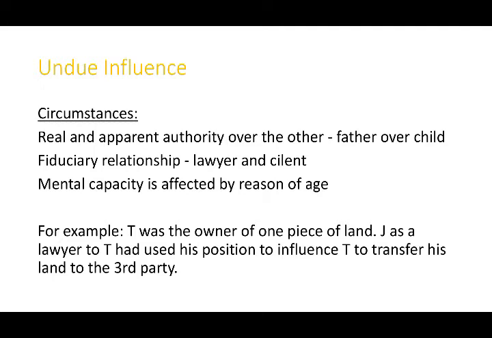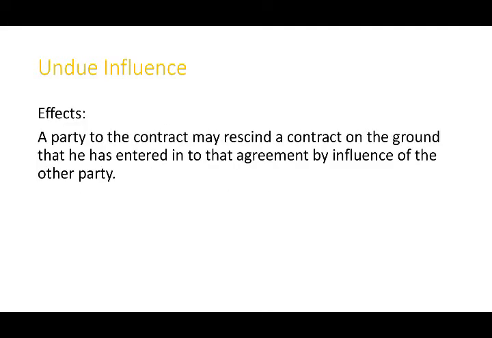For example, T was the owner of one piece of land. J was a lawyer and J used his position to influence T to transfer his land to a third party. The effect of undue influence is that a party to the contract may rescind the contract on the ground that he has entered into that agreement under the influence of the other party.